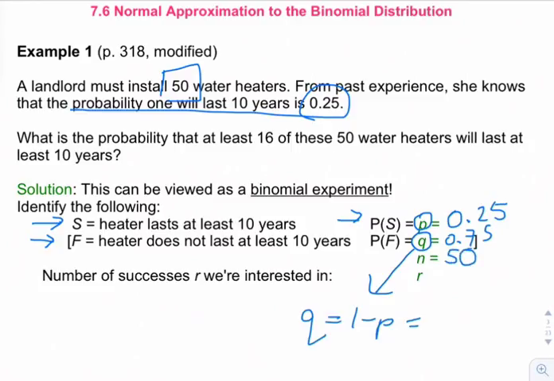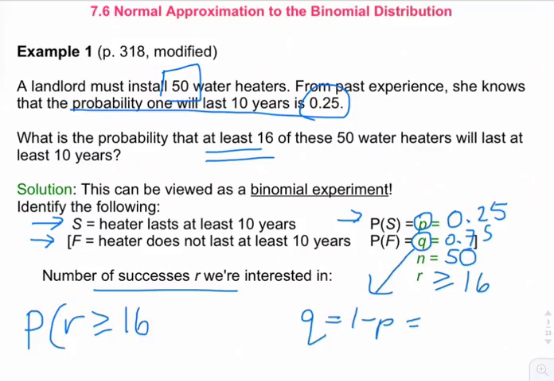These are 50 independent trials. Each water heater lasts at least 10 years or does not last at least 10 years. So the question is, what is the probability that at least 16 of these water heaters will last at least 10 years? So we need to know, what are we asking about? The number of successes are at least 16. So that means greater than or equal to 16 is what we care about. So the question can be phrased, what is the probability that R is greater than or equal to 16?